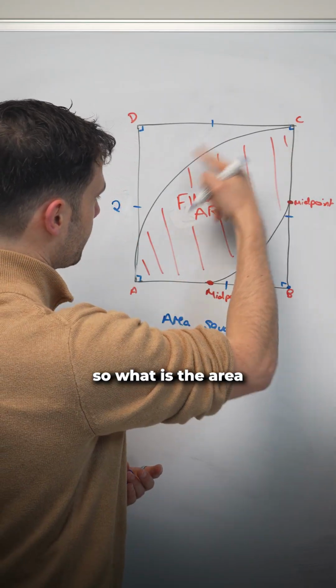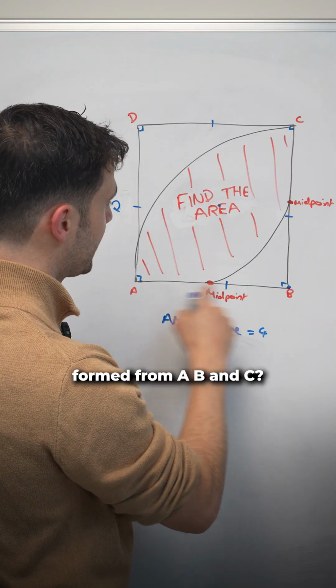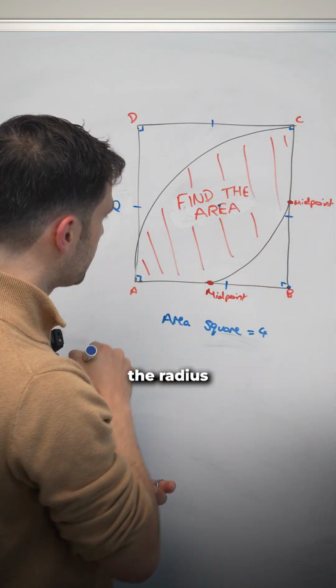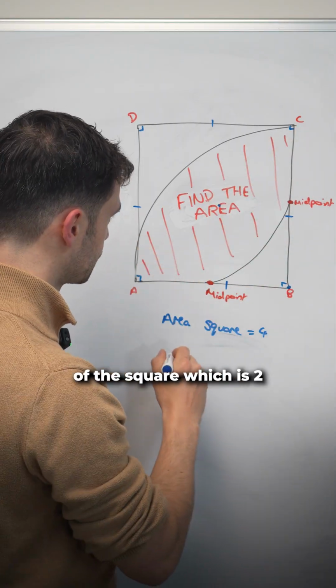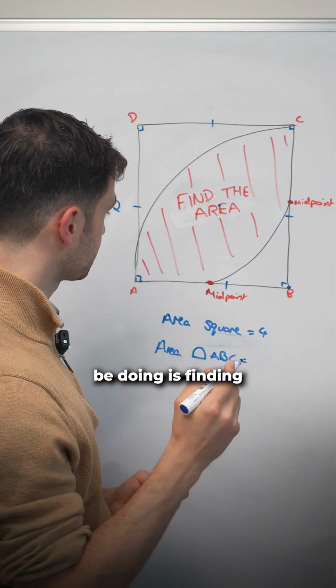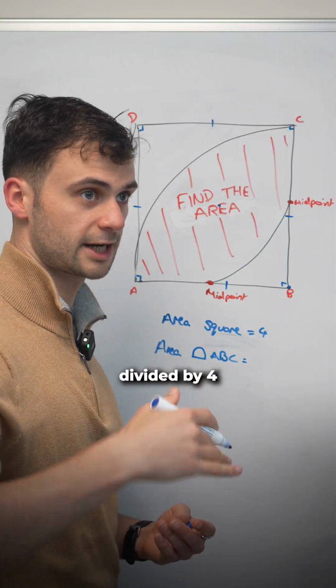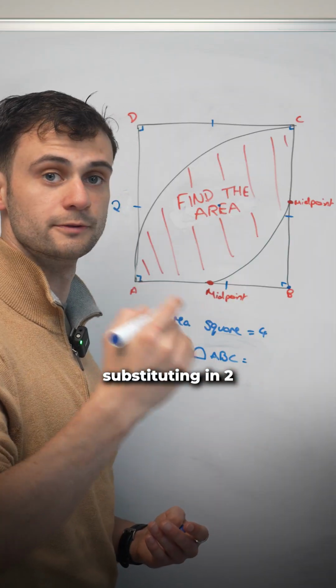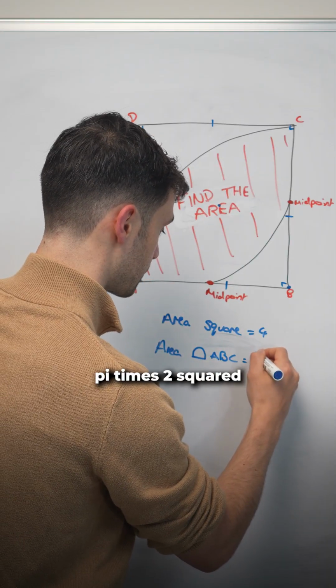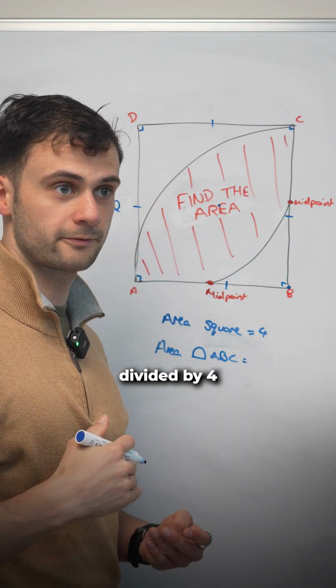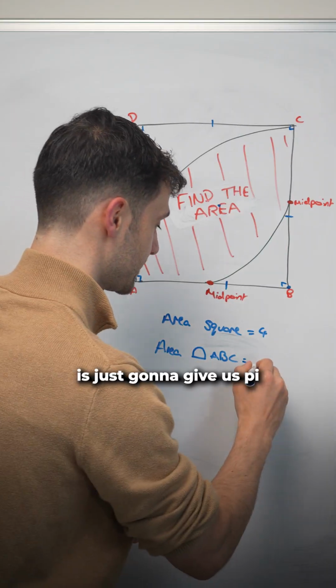So what is the area of this quarter circle formed from A, B, and C? The radius would be the side length of the square, which is 2. So we're going to be finding pi r squared divided by 4, substituting in 2 for the radius. So it's going to be pi times 2 squared, which is 4 pi, divided by 4, because it's a quarter circle, which is just going to give us pi.